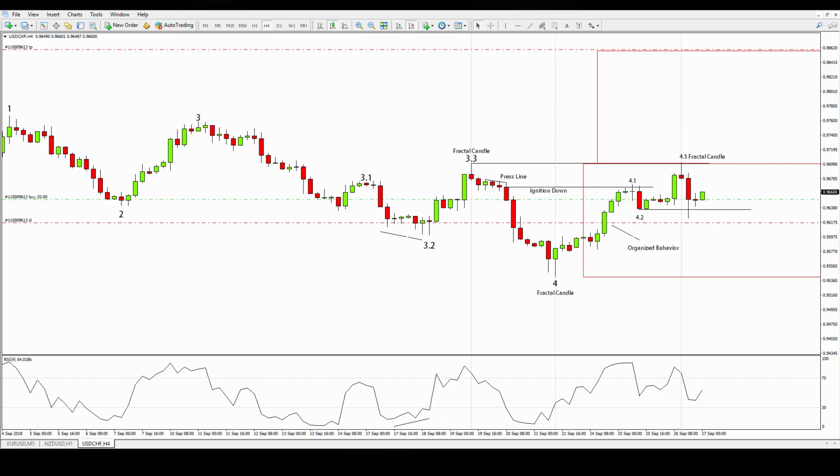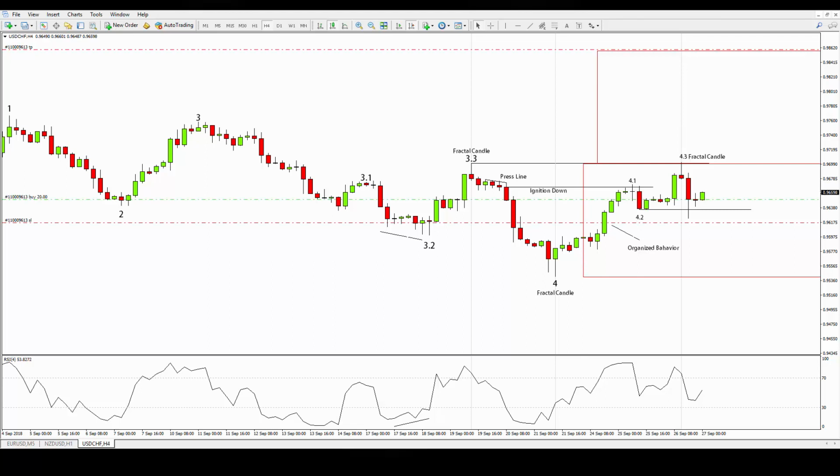However, the solid structure in high 3.3 is still not violated, which means that these sellers could still appear again, although it seems a lot less likely after the ignition violation. For all intents and purposes, without the violation of high 3.3, which is the major high, this is still a downtrending market. Here is where the flow paradox appears to confuse the hell out of most traders.